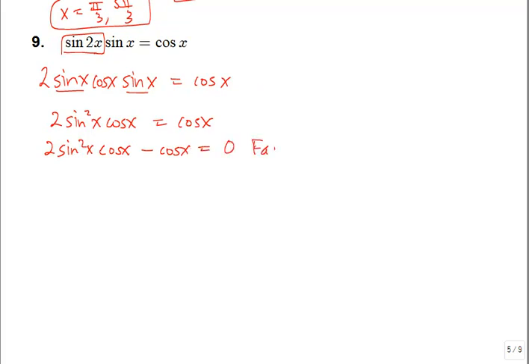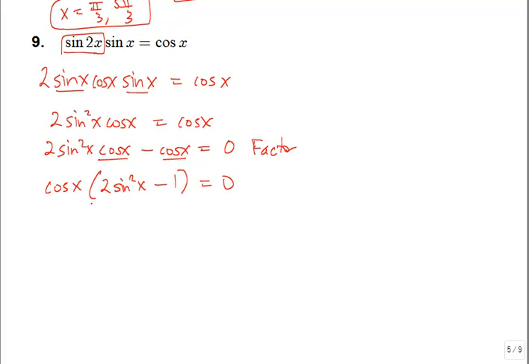We're going to factor. But it's not a trinomial this time. Instead, this time it's just going to be a GCF type of factoring. Both this term and this term have a cosine in common, so we can factor these out. In parentheses, I would have 2 sine squared x minus 1.